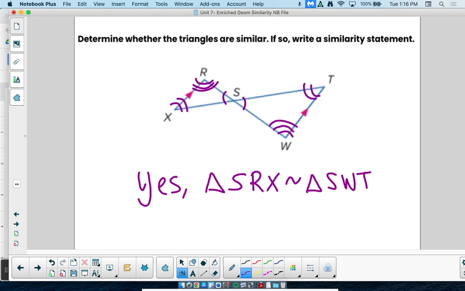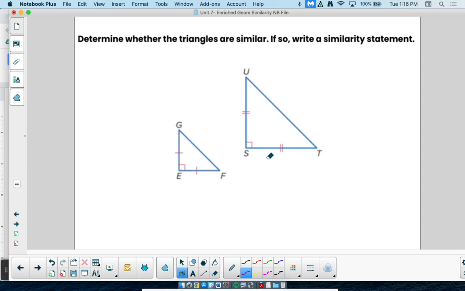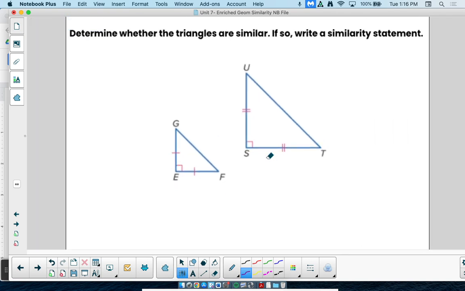These ones are not similar. I love that you use the right vocab. Is Landon right? Are these similar? Why? One has two angle marks, another one has one. We have one angle pair. Do we have a second one? No, not similar.